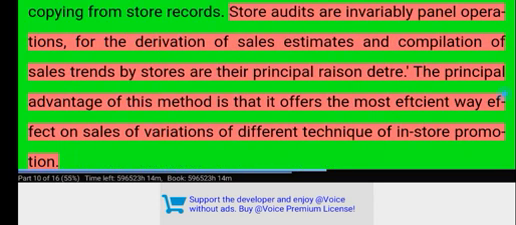Store audits are invariably panel operations, for the derivation of sales estimates and compilation of sales trends by stores are their principal raison d'etre. The principal advantage of this method is that it offers the most efficient way to measure the effect on sales of variations of different techniques of in-store promotion.